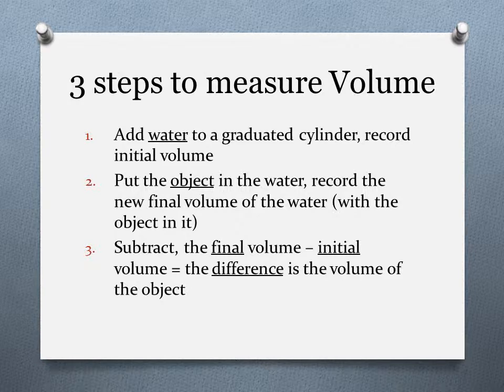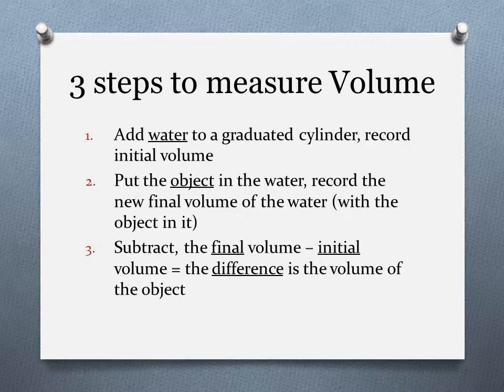Just like that picture, you add water to a graduated cylinder, which is a long, tall, skinny cylinder, and record the initial volume. So what volume it initially started out with. Then you're going to put the object in the water and record the new final volume of the water with the object in it. So this process is called displacement. Then lastly, you're going to subtract the final volume minus the initial volume, and that equals the difference in volume of the object.